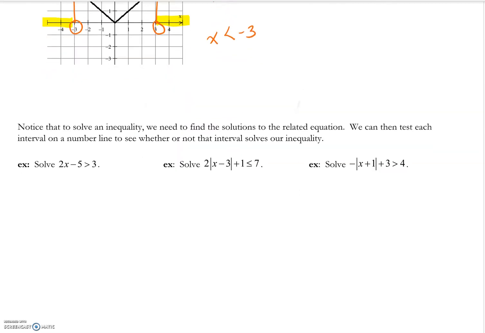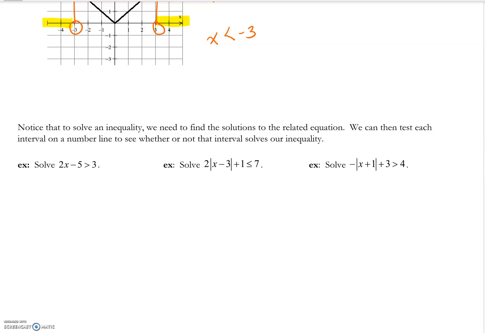So when we look at just solving equations, we're going to solve what's called the related equation, meaning we're going to pretend like this inequality symbol in the middle is actually an equal sign, and then we're going to test solutions on a number line to see whether or not those solutions solve our inequality.